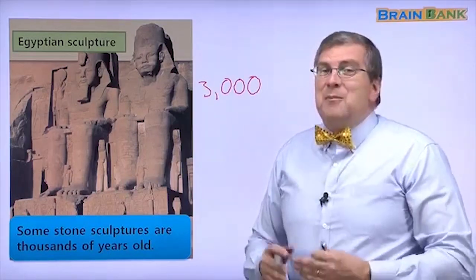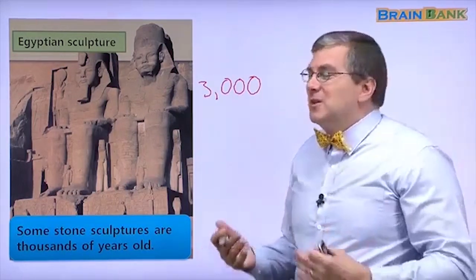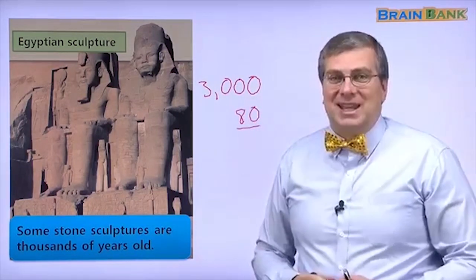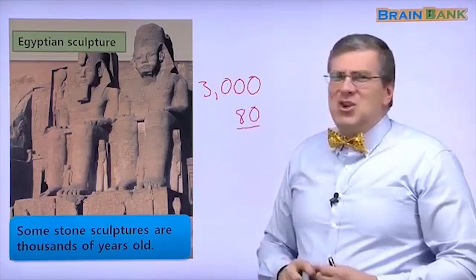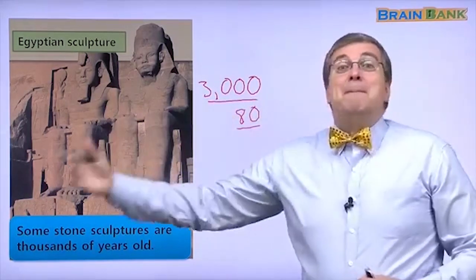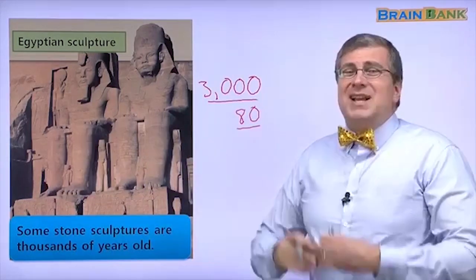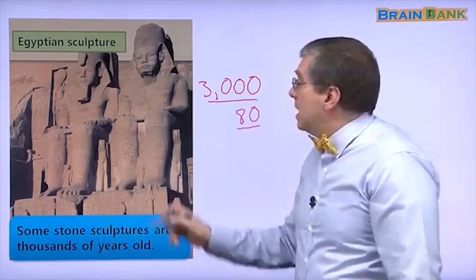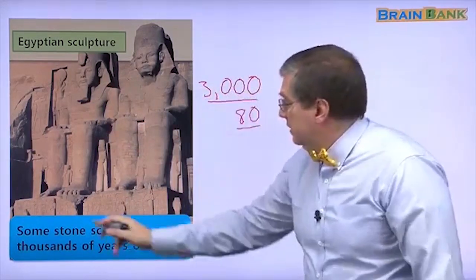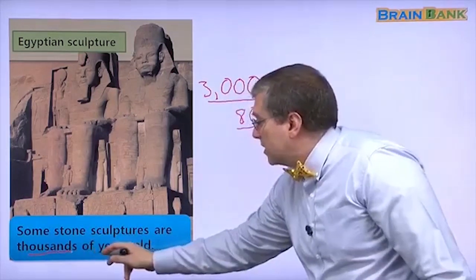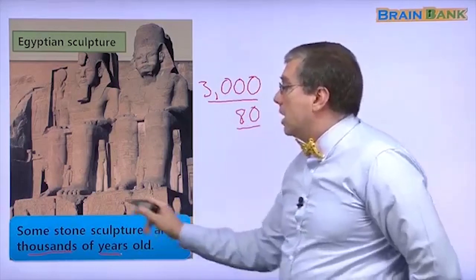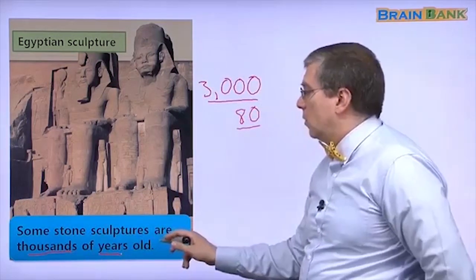Of course not. Most people, we only live maybe to 80 years old. That's if we're lucky, right? 80 years old. Nobody lives 3,000 years ago. Nobody remembers 3,000 years ago. That's a long, long time ago. But these sculptures were made thousands of years ago. Some stone sculptures are thousands of years old.